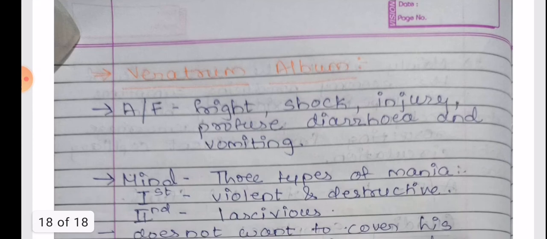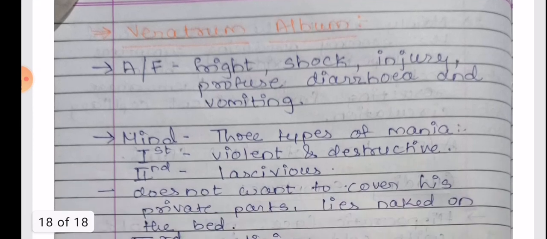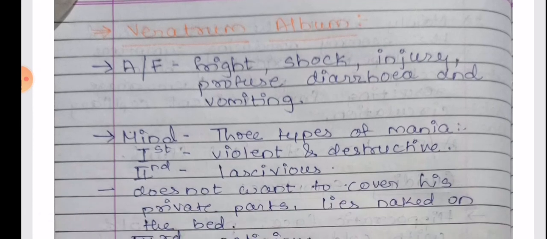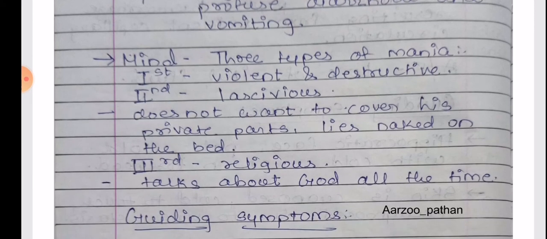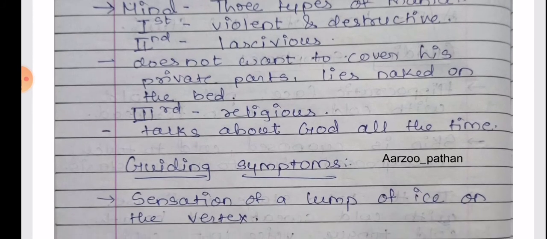Then we have the final drug, which is Veratrum album for shock, wherein we have ailments from fright, shock, injury, profuse diarrhea and vomiting. So you can always write the ailments from, which are general in all the different ones. The mind symptoms of Veratrum: three types of mania. First, violent and destructive. Second, lascivious, does not want to cover his private parts and lies naked on the bed. And third, religious, and talks about God all the time.